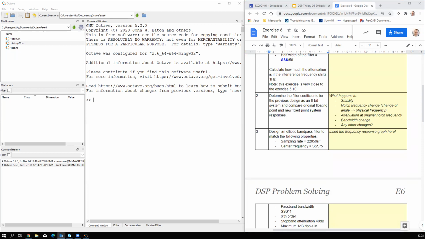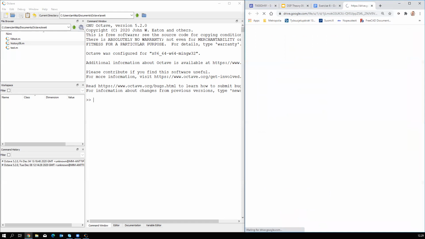Actually, I just put it on my Google Drive, so I could just post the link in chat. I think that's the easiest way. Yes, that is the easiest way. Good. Share the link on the chat. Excellent.